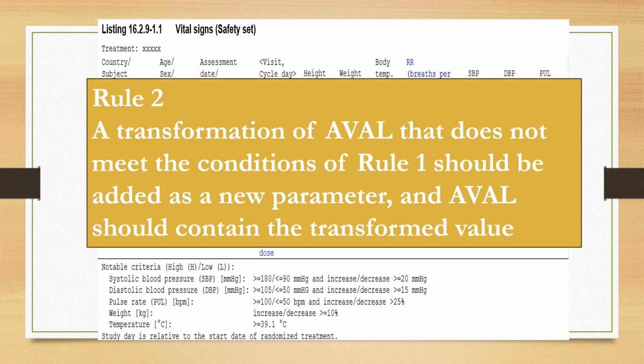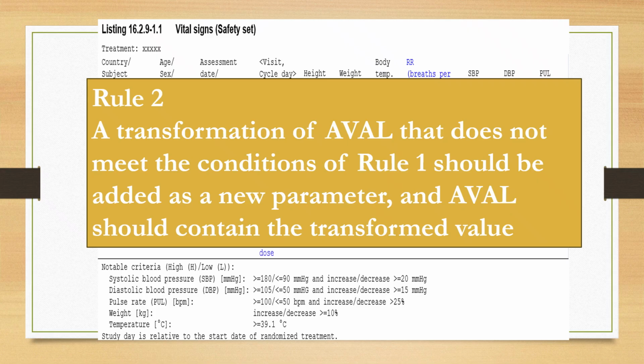So based on this understanding, rule 2 says a transformation of AVAL that does not meet the condition of rule 1 should be added as a new parameter, and AVAL should contain the transformed value. Please note that rule 1 states that the base value should not be transformed, but when you change the units from one to another, you will have to change the base value as well. And it will also involve the transformation of AVAL which was captured at the site level.